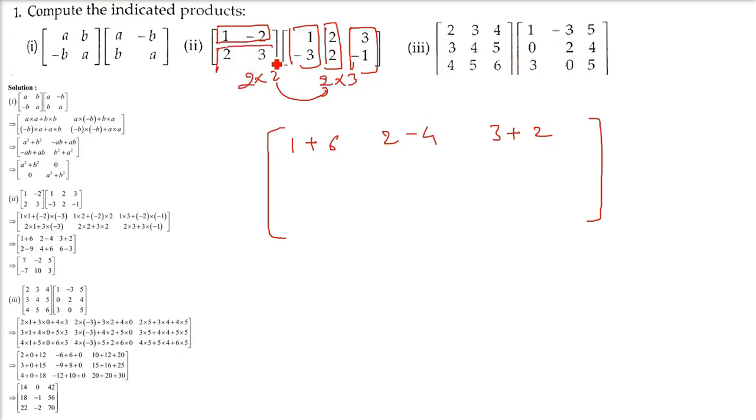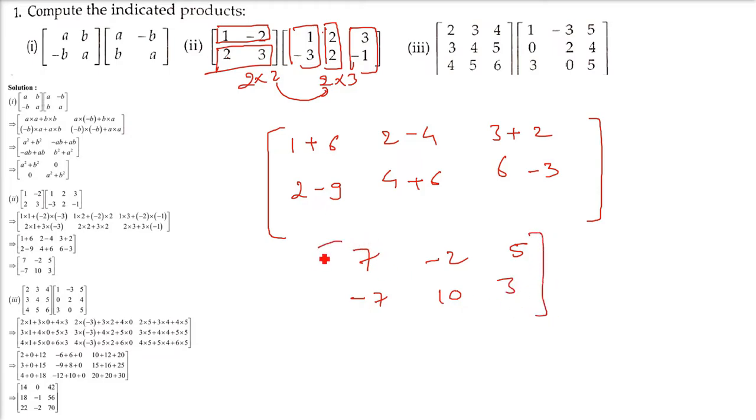Now coming to this one. Now the second row with all these three columns. 2 into 1, 2. 3 into minus 3 is minus 9. Then 2 into 2, 4. 3 into 2, 6. Then 2 into 3, 6. And 3 into minus 1 is minus 3. What do you get? You get 7. Minus 2, 5. Then 2 minus 9 is negative 7. This is 10. This is 3.